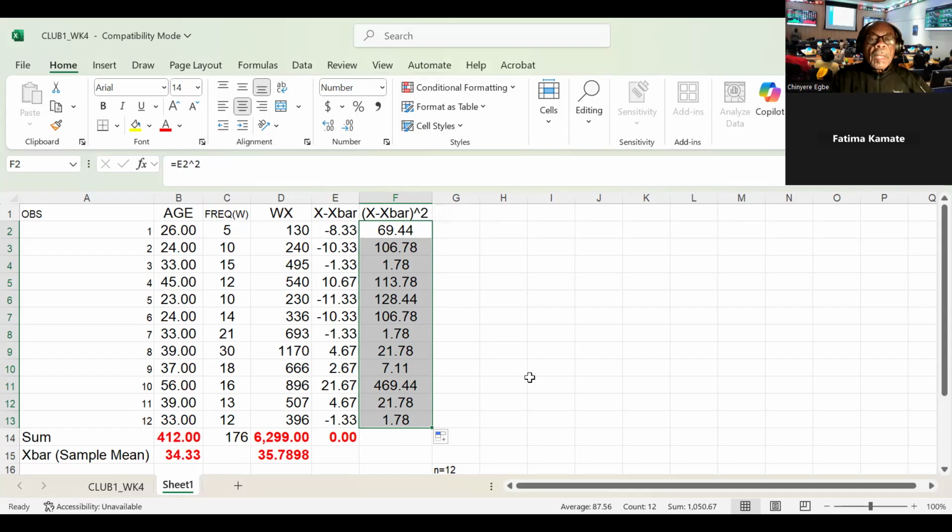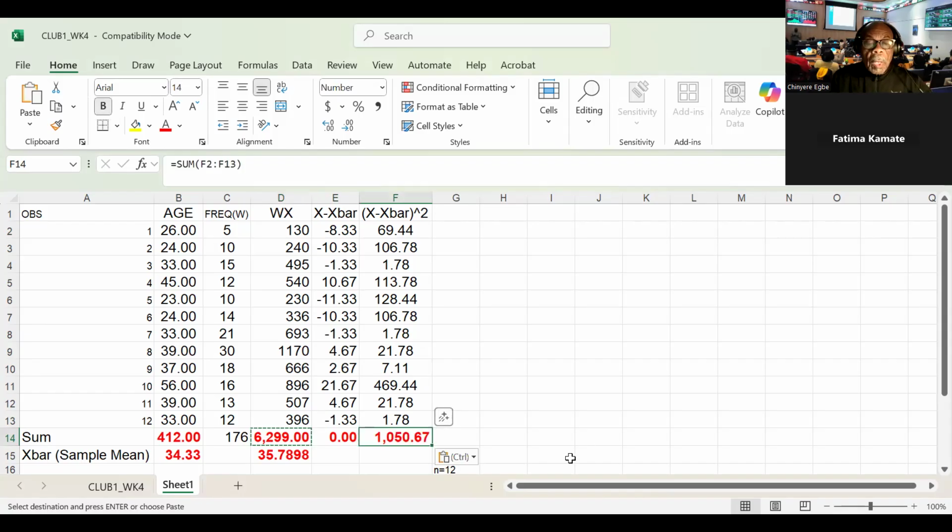So now, in order to calculate the standard deviation, the variance, we take the sum of these values, which we illustrated in the PowerPoint slide. We take the sum of these values and then divide by n minus 1. Here we had 12 values. So let us take the sum of those values. That is the sum of all these values. You can see sum F2 to F13.